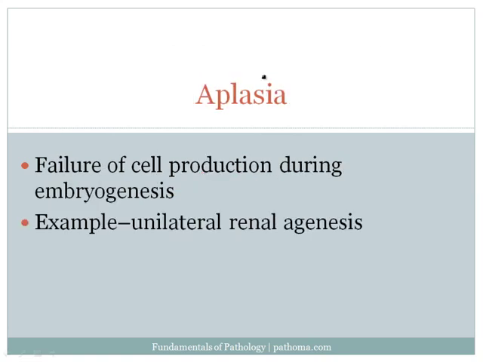A couple more quote-unquote plasias that we should discuss. They're not really growth adaptations, but I threw them in here because they fit well with the discussions that we've been having. The first is aplasia. A means without, and plasia means growth. And this is a failure of growth of cell production or organ growth during embryogenesis. And the classic example is unilateral renal agenesis, where a patient fails to develop one kidney during embryogenesis.